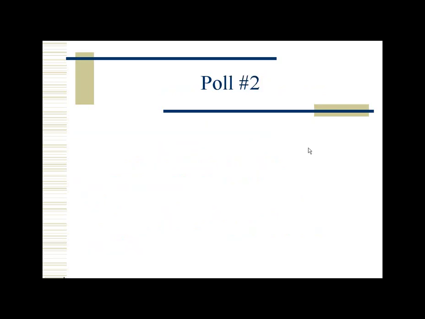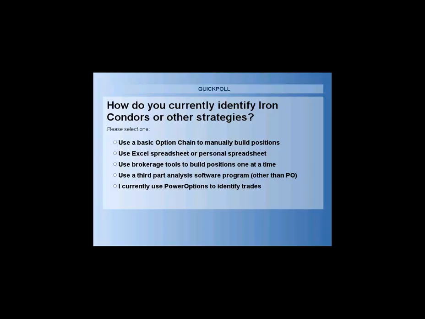Now, before we go directly into the tools, I just want to launch another poll. What I would like to know is, how do you currently identify Iron Condor positions? Do you use a basic option chain to manually build the four-leg strategy? Have you created your own Excel spreadsheet or have a personal spreadsheet that you use? Do you use your brokerage tools to build positions? Or do you use a third-party analysis software program to help you identify Iron Condors other than Power Options? So just let us know how you are currently identifying the Iron Condor positions or even other strategies that you're using right now.